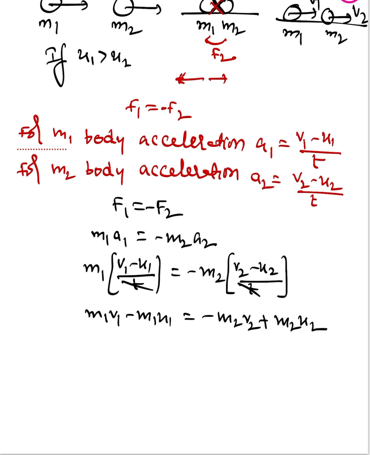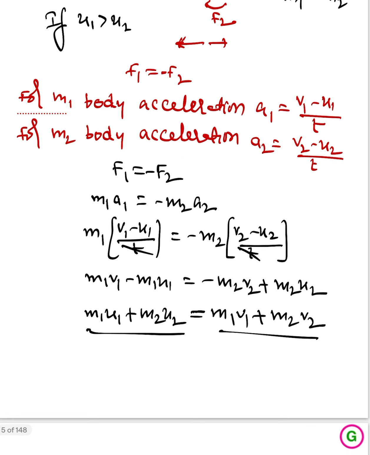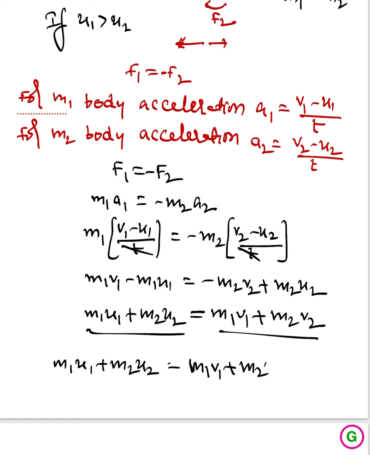Now transpose all the similar terms: m1 u1 plus m2 u2 on one side, and the final velocities after collision, m1 v1 plus m2 v2, on the other. That means the total momentum before collision is equal to the total momentum after collision. So by the conservation of momentum, the total momentum of the system before collision equals the total momentum after collision. Hope you understand. Thank you.